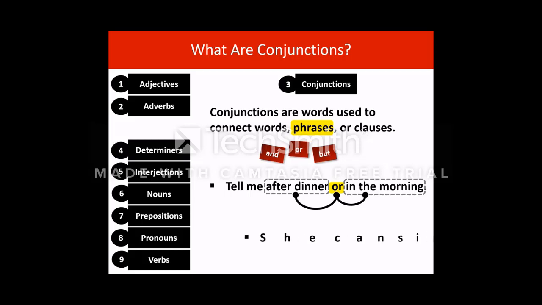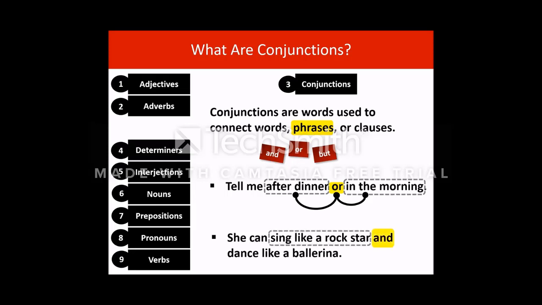Let's do another example. She can sing like a rock star and dance like a ballerina. Well, and is our conjunction, and it joins the phrase sing like a rock star and the phrase dance like a ballerina.